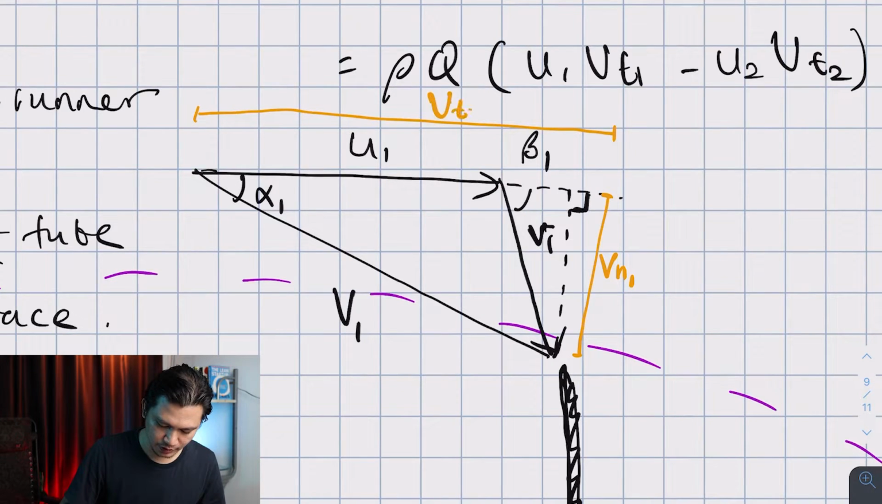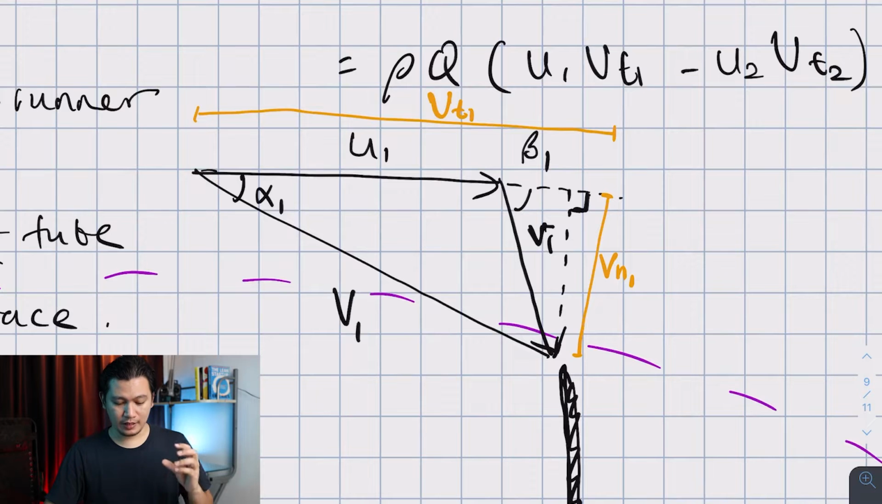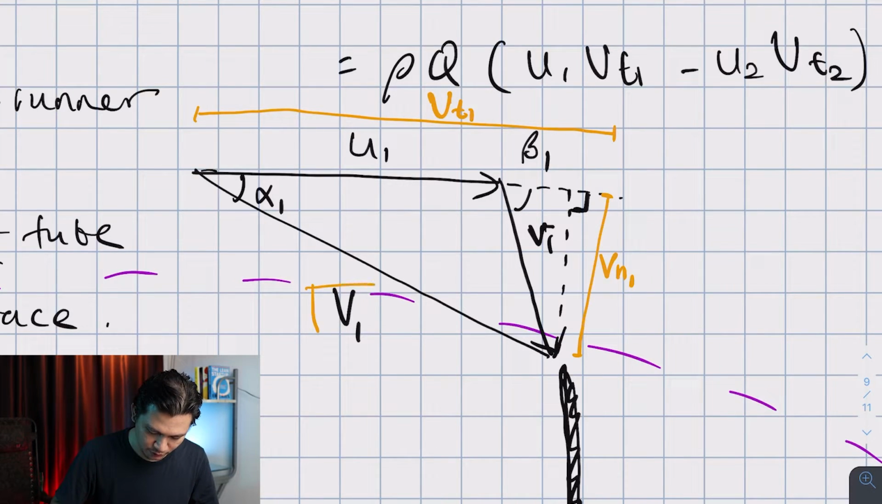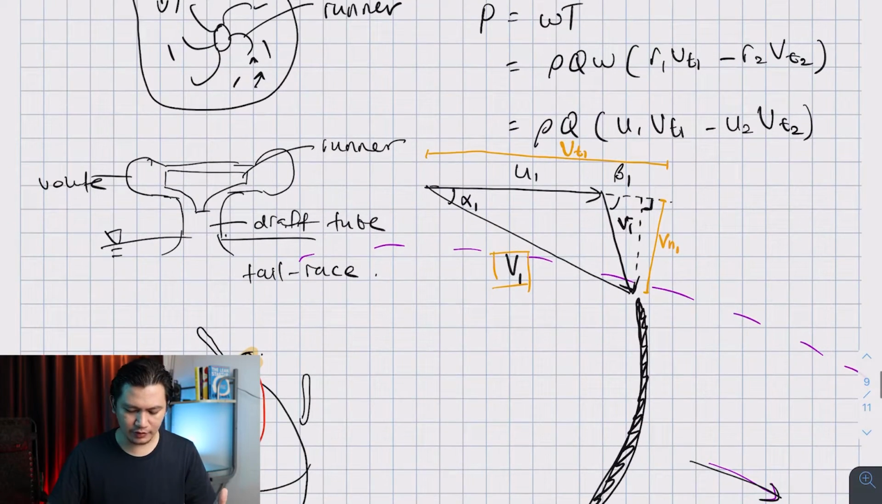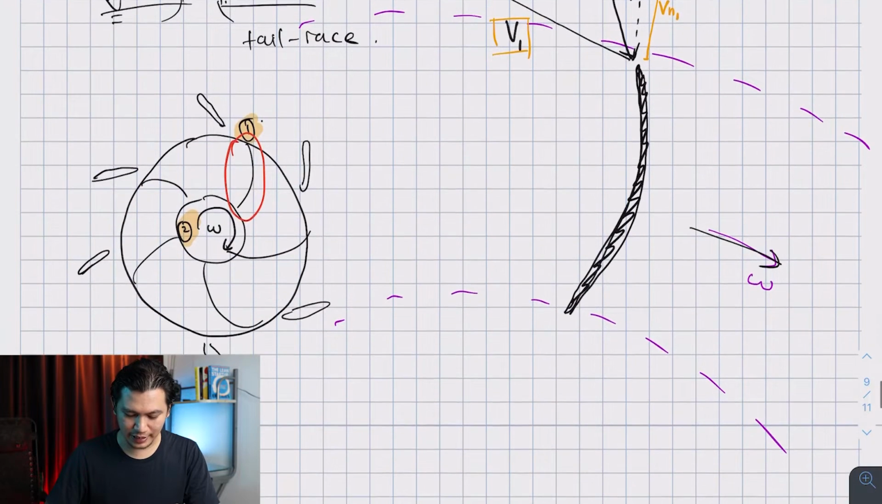This is my VT1. Now remember, VT1 and VN1 are just the components of V1. Please remember that so you don't get confused within the triangle. Now I think that's about it for the inlet velocity triangle. Let's take a look at what happens at the exit.